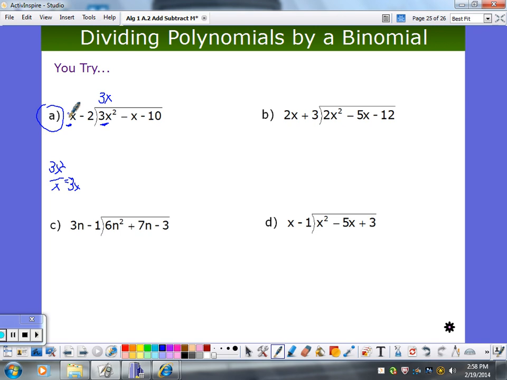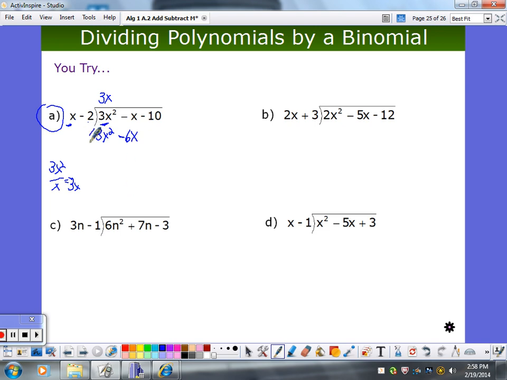Yes, A on the U-tries. Now I'm multiplying back. 3x times x. And again, this should match. If it doesn't match, it's a mistake. Then I do 3x times negative 2. What's that? 3x times negative 2? Okay.